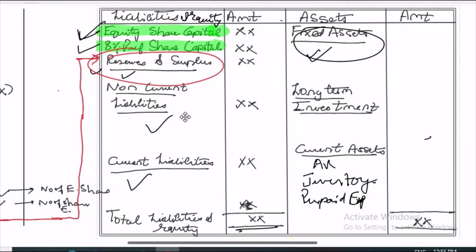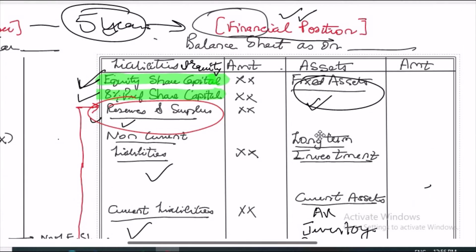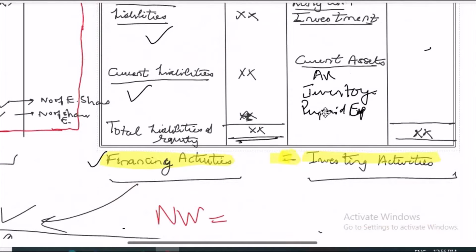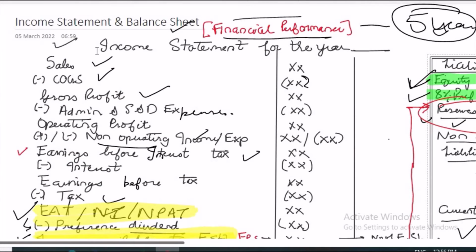Then the non-current liabilities, current liabilities, and total liabilities. On the asset side, there are fixed assets, long-term investments, current assets, inventories, and prepaid expenses. These are all part of the income statement and balance sheet.